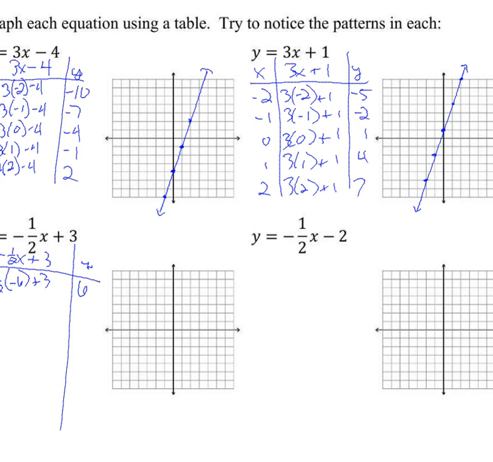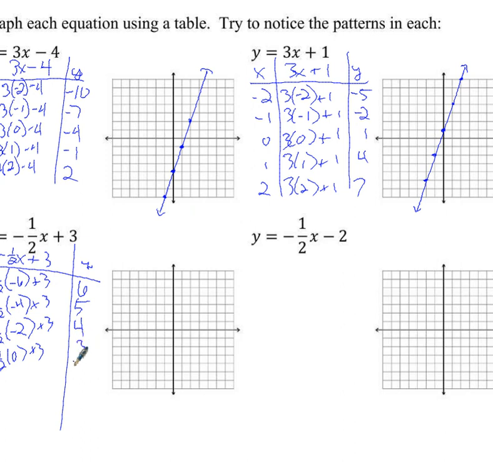And then negative 1/2 times negative 4 plus 3. Negative 1/2 times negative 4 is positive 2, and then 2 plus 3 is 5. That was correct. Same thing, negative 1/2 times negative 2 plus 3. Negative 1/2 times negative 2 is positive 1, plus 3 is 4. Negative 1/2 times 0 plus 3. That one's easy. What do we get?